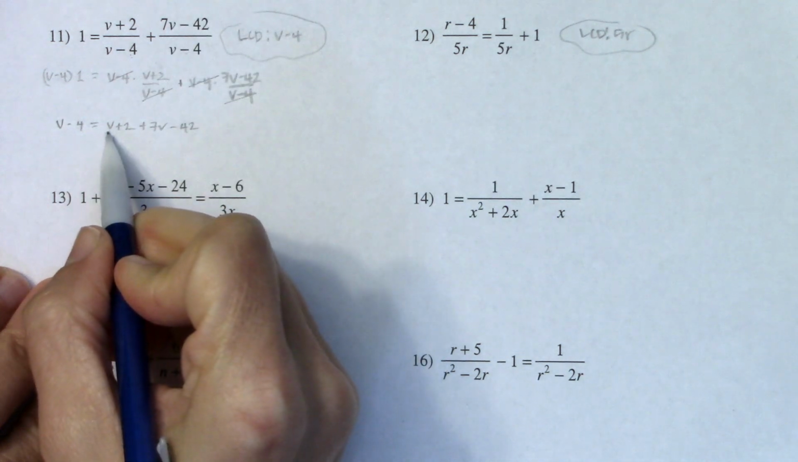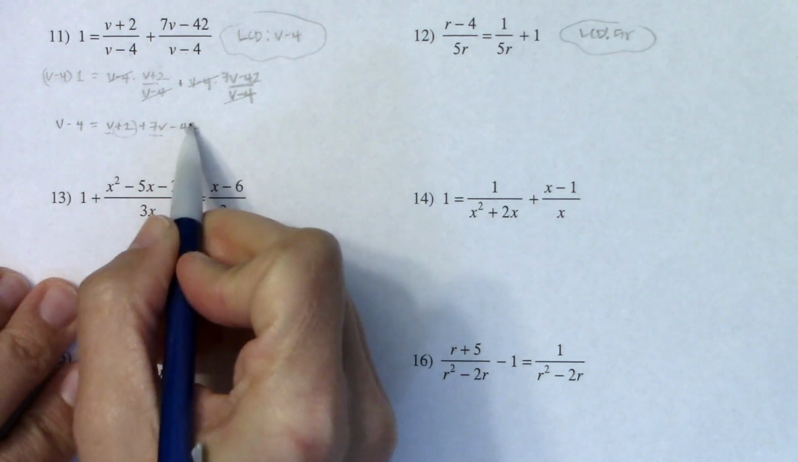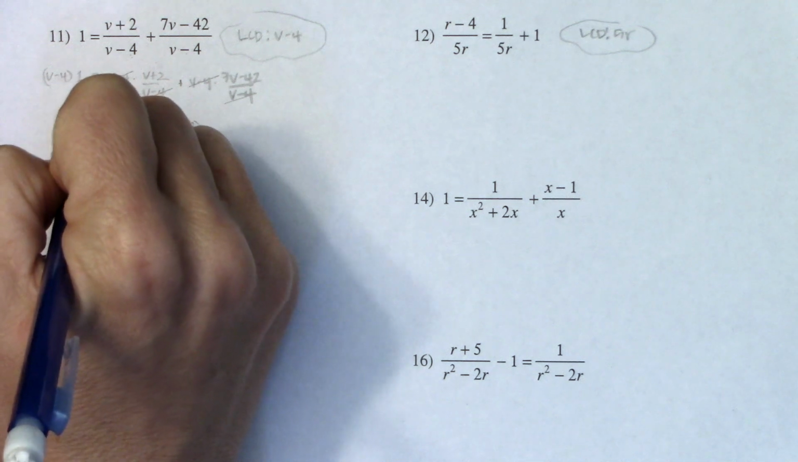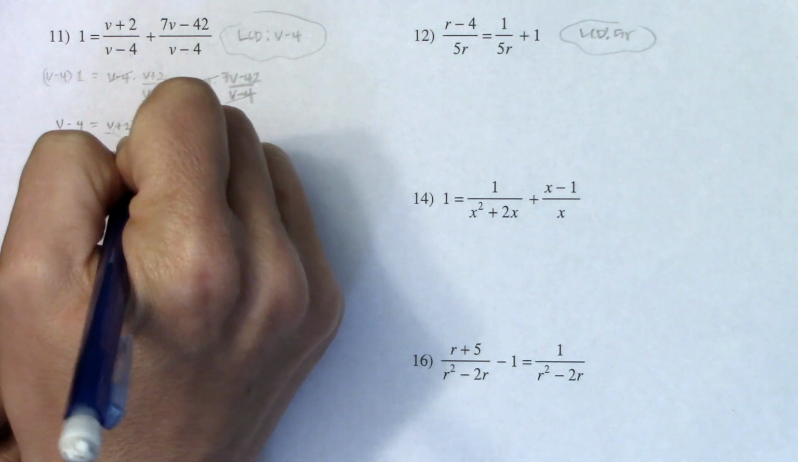So let's see what we have. We have a v here and 7v. That's going to give me 8v. I have plus 2 minus 42. That's going to give me minus 40. So I have v minus 4. That's going to be equal to 8v minus 40.